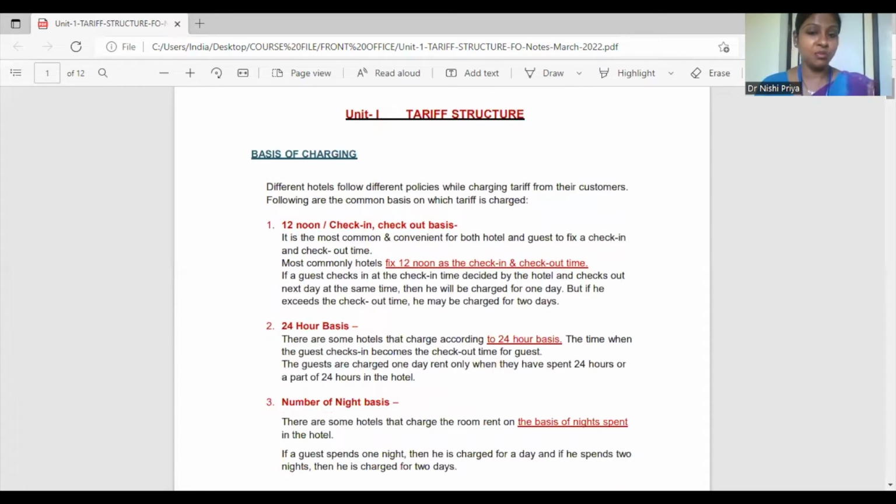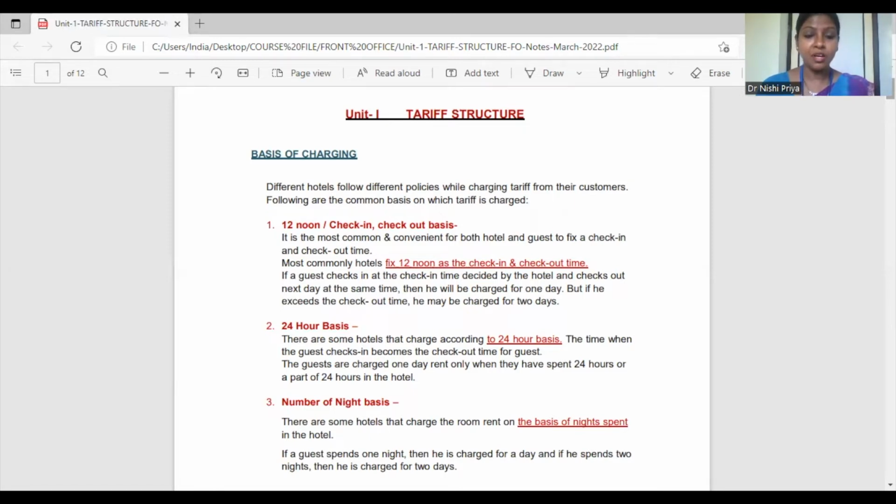Different hotels follow different policies while charging room tariff from their customers. Following are the important ways in which it is charged. So the 12 noon check-in check-out basis is one of those. It is the most common, convenient for both hotel and guest. Commonly, hotels fix 12 noon as the check-in time and check-out time. That means your check-in will count from 12 noon, and then 12 noon the next day it will end for that one particular day rate. So this is one way of charging room rate.